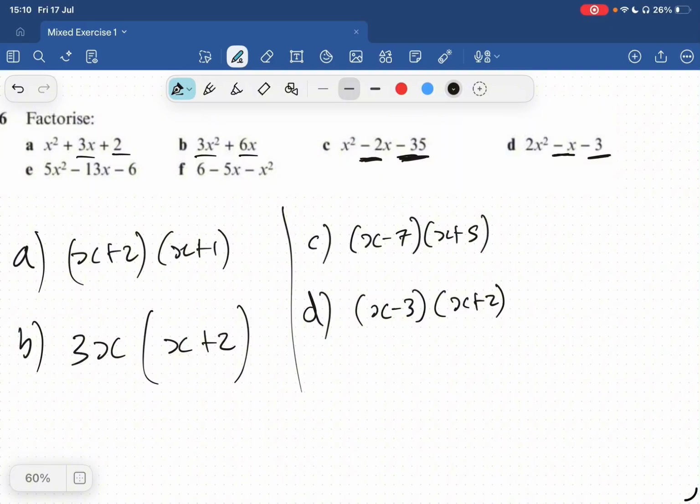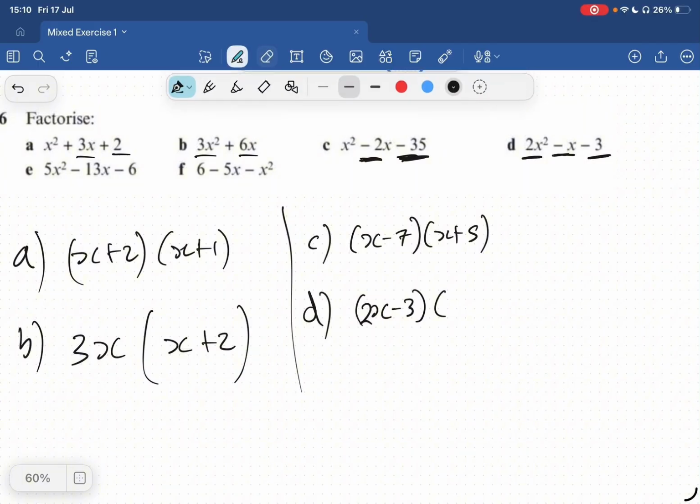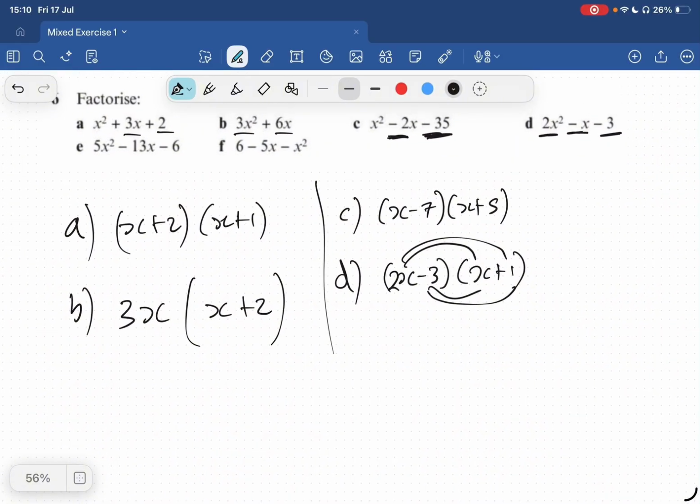Now what we have though is 2x. So we put in our 2 here, and that then decreases this x plus 2 to be x plus 1. You can check all of these by doing a little bit in your head. 2x squared plus 2x minus 3x is minus x minus 3, as needed. Now E.